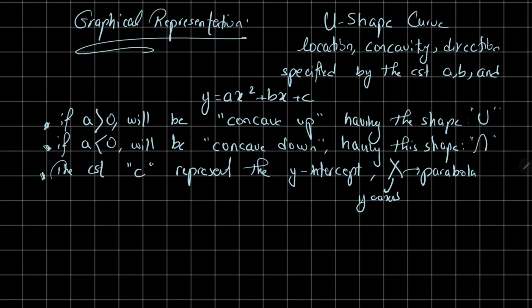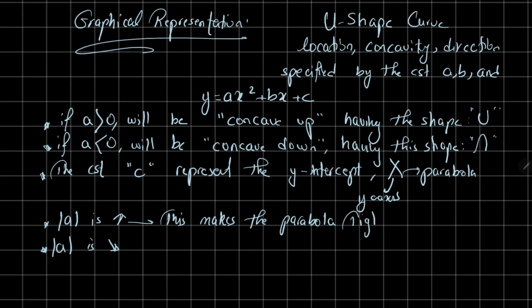Let us now take another property. For the absolute value of a increasing and for the absolute value of a decreasing. For the absolute value of a increasing, this makes the parabola tighter. While if the absolute value of a is decreasing, this makes the parabola wider.